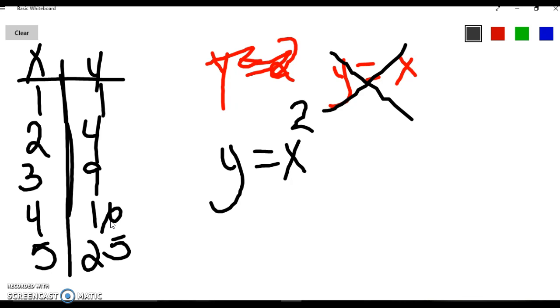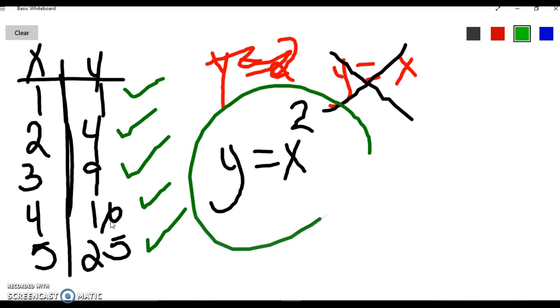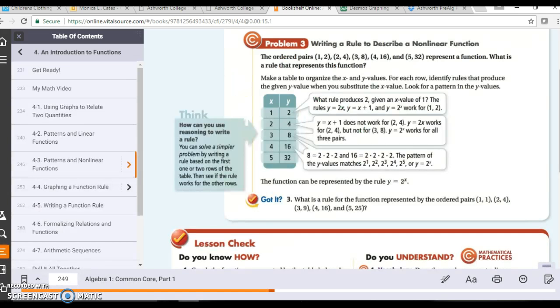If I square 1, 1 squared is 1, checks out for the first one. 2 squared is 4, checks out for the second one. 3 squared is 9, checks out for the third one. 4 squared is 16, and 5 squared is 25. So my function would be y equals x squared. Alright, I hope that this helps.